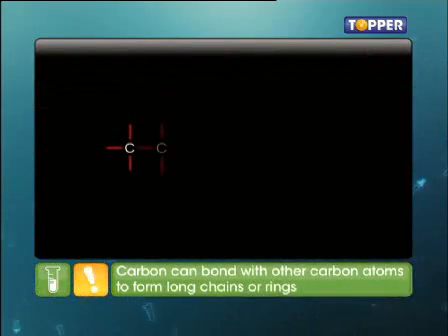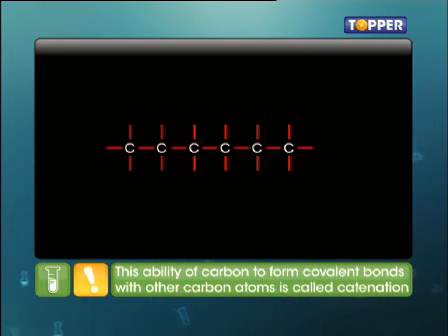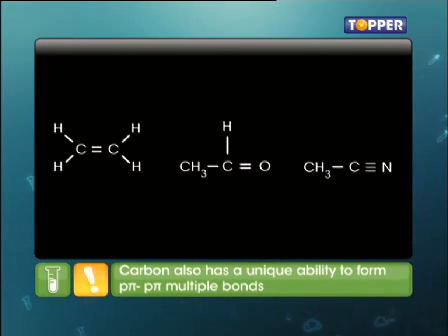I mean that carbon can bond with other carbon atoms to form long chains or rings. This ability of carbon to form covalent bonds with other carbon atoms is called catenation. Carbon also has a unique ability to form p-pi multiple bonds, that is, double or triple bonds with itself and with other electronegative atoms like oxygen and nitrogen. Due to catenation and multiple bond formation, carbon shows a number of allotropic forms.